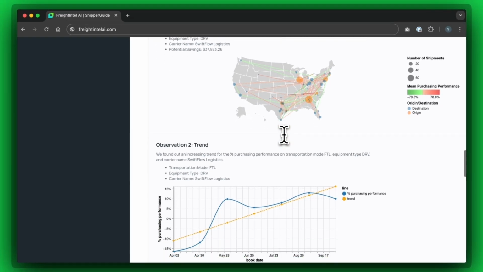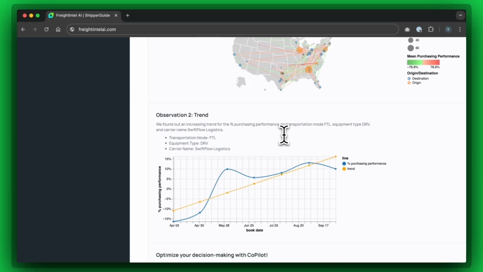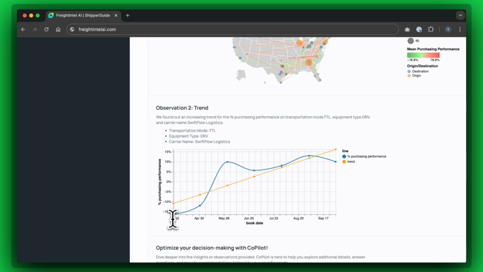In the second observation of this insight, FreightIntel AI found an upward trend in purchasing performance. Starting in April, the shipper was paying about 10% below the market rate. But by September, the shipper was paying 10% over the market rate with the same carrier. Reviewing these observations will help the shipper in negotiating with his carrier in the future.